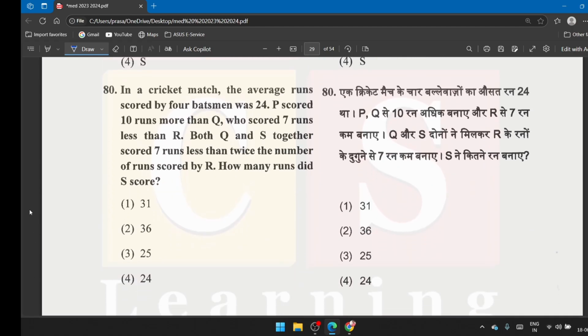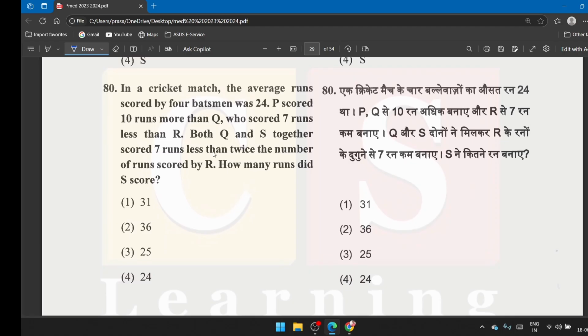Next, last one. In a cricket match, the average score of four batsmen was 24. So the total is 4 into 24 equal to 96. Now, what is given? P scored 10 runs more than Q, so I can write P equal to Q plus 10. Q scored 7 runs less than R, so I can write Q equal to R minus 7.